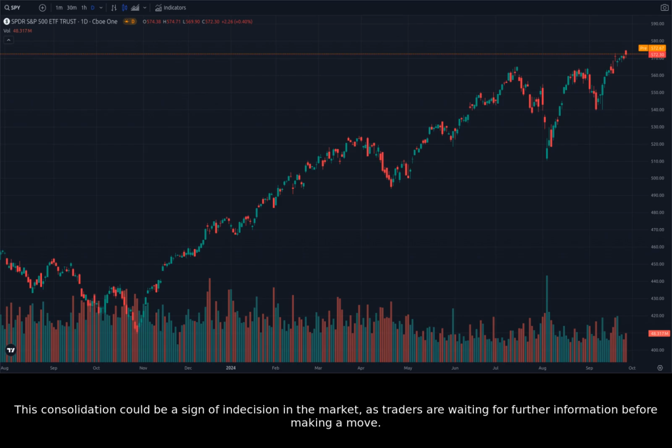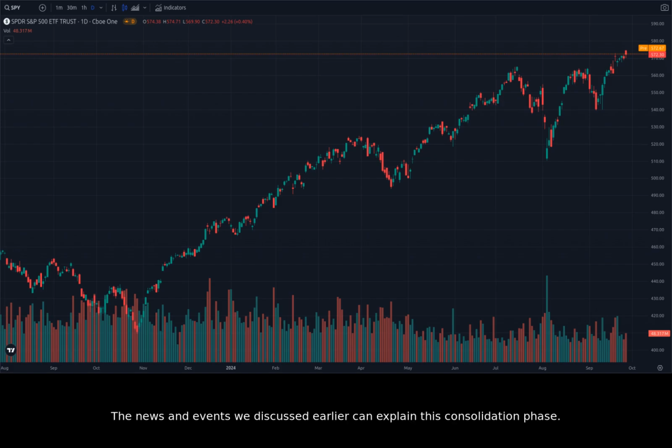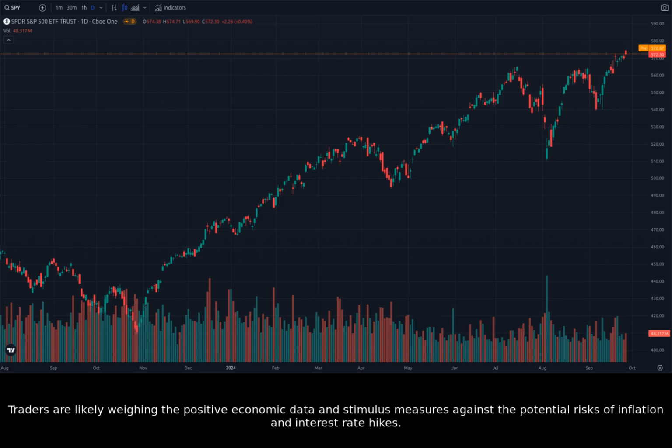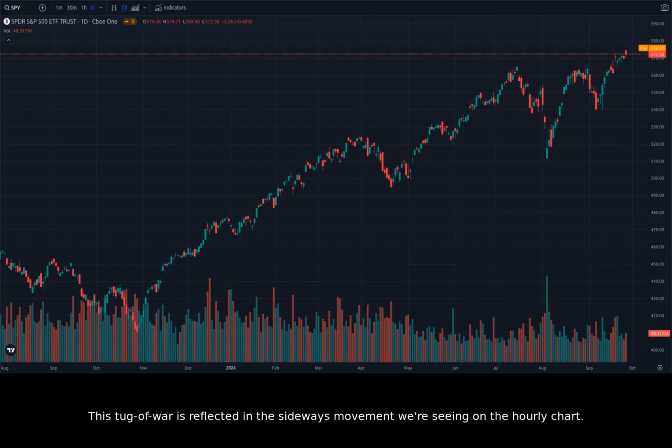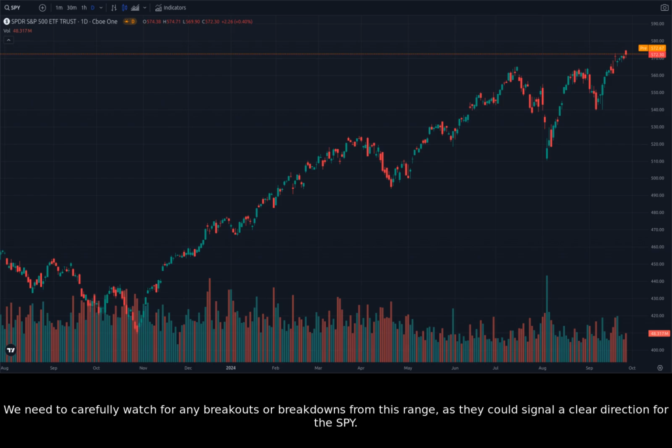This consolidation could be a sign of indecision in the market, as traders are waiting for further information before making a move. The news and events we discussed earlier can explain this consolidation phase. Traders are likely weighing the positive economic data and stimulus measures against the potential risks of inflation and interest rate hikes. This tug-of-war is reflected in the sideways movement we're seeing on the hourly chart. We need to carefully watch for any breakouts or breakdowns from this range, as they could signal a clear direction for the SPY.